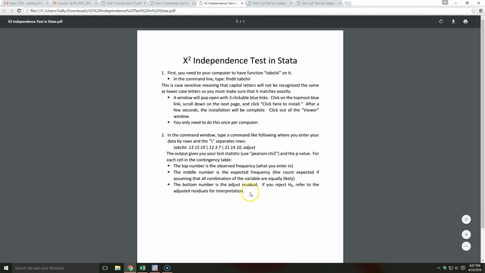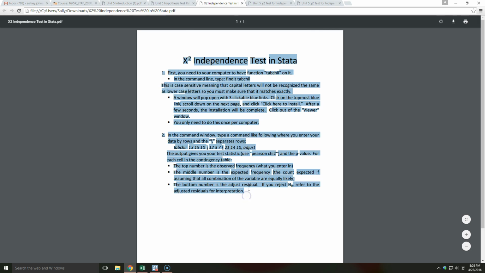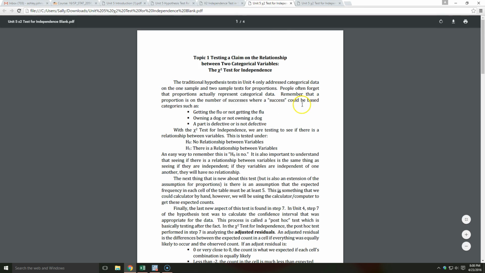First, I wanted to show you that there is an individual instruction sheet for how to do this test in Stata. So, if you are maybe having a hard time following along and pausing the video isn't doing that great, there is this sheet here which has the individual instructions. So this is here for you. But let's get into it here.